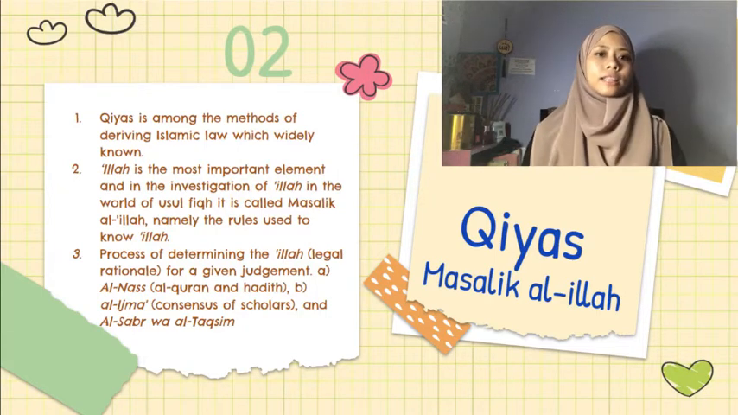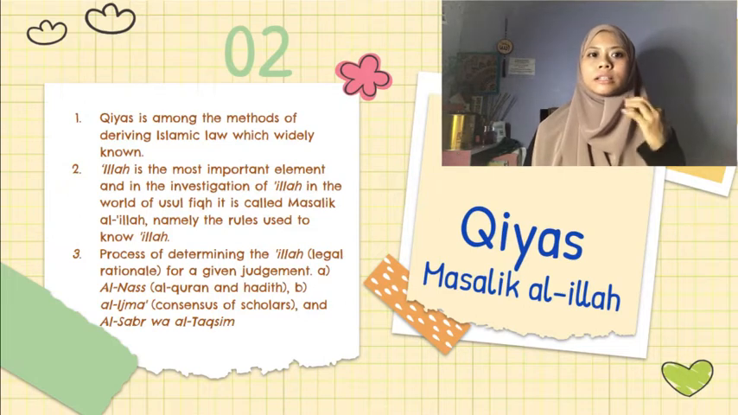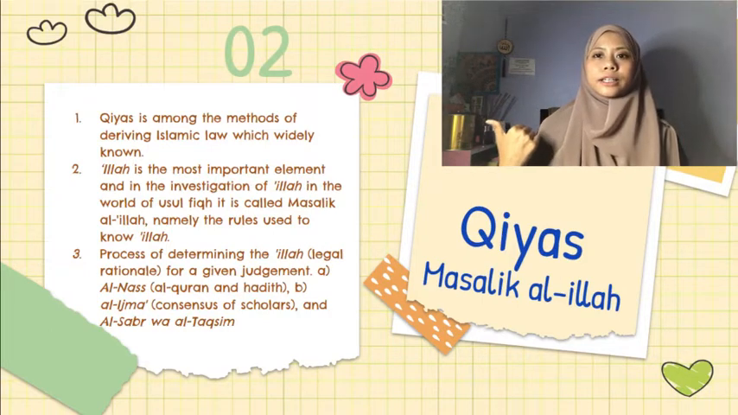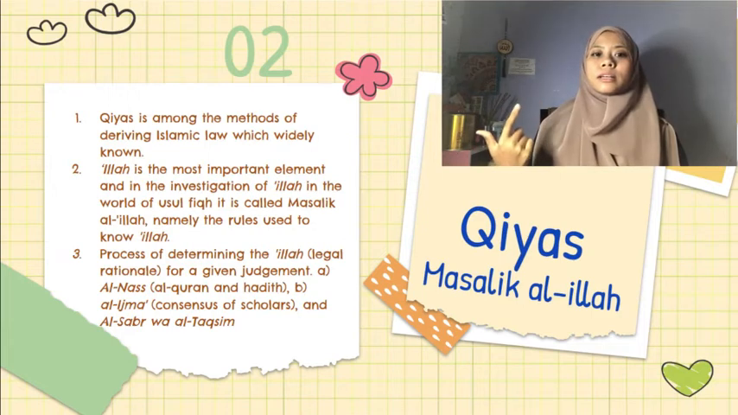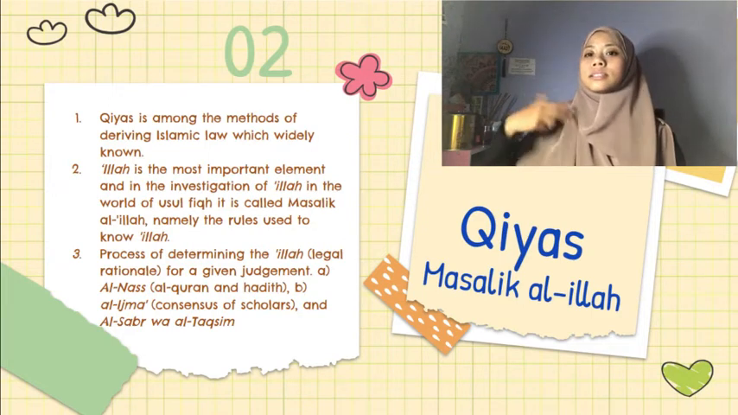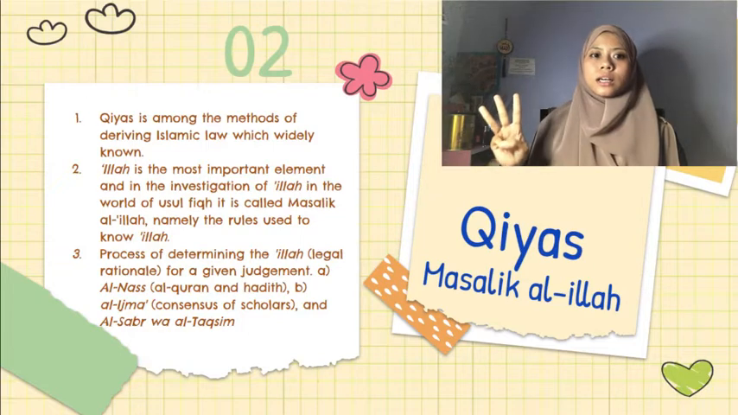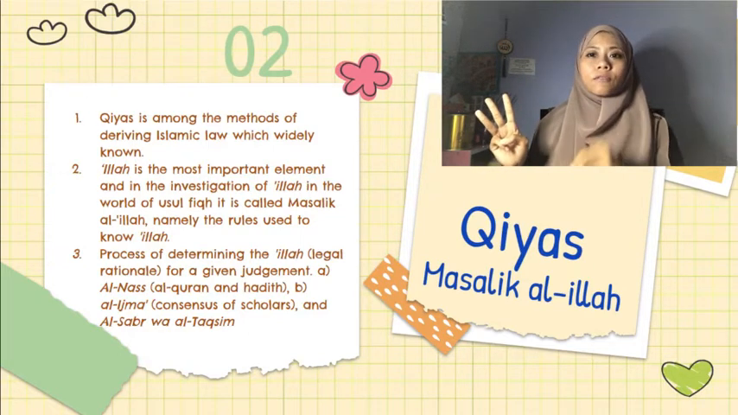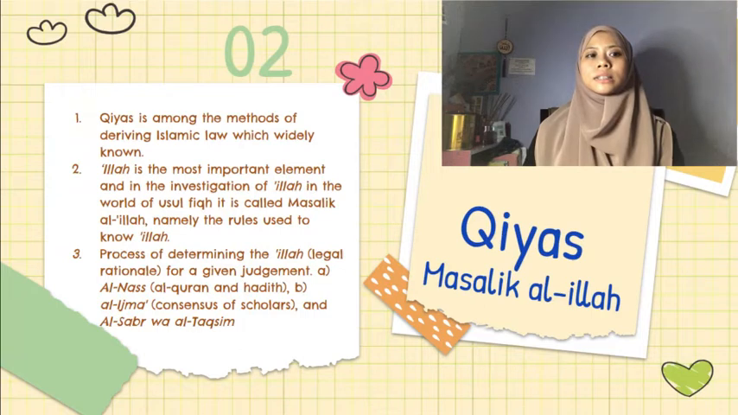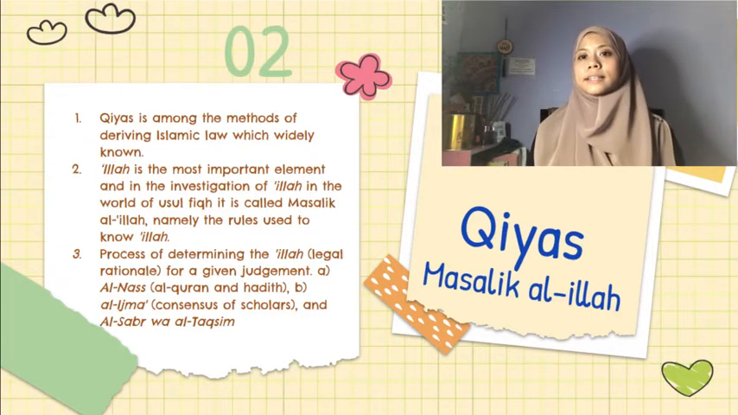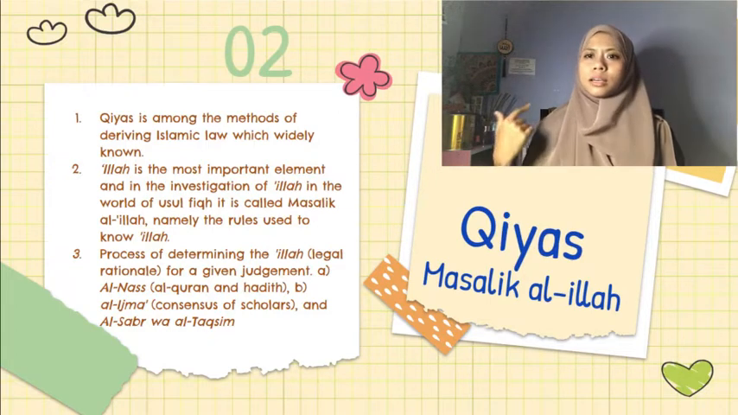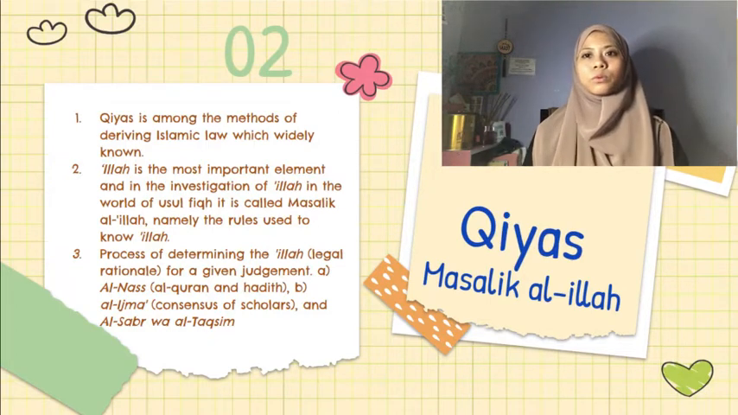To put it another way, this is the process of determining the illah, yani legal rationale, for a given judgment according to an-nas, yani Al-Quran and Hadith, al-ijma', consensus of scholars, and as-sabru wa taqsim. These 3 are the most well-known approaches. If the illah in the particular judgment is not explicitly stated in Al-Quran and Hadith extracts as well as ijma', a mujtahid must employ the as-sabru wa taqsim technique to determine it.